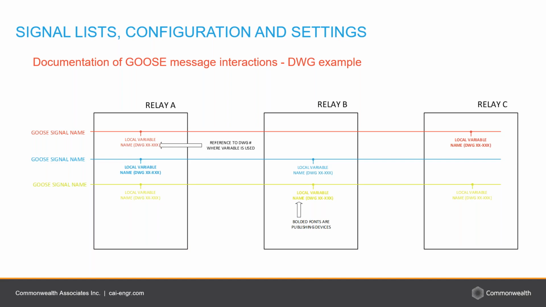So I've seen a couple different ways to document GOOSE message interaction. This is an example of how it could be shown on a drawing, say an AutoCAD drawing, where you have the GOOSE signal name, the relays in boxes separated out by name, the local variable, or whatever you're calling it in, say, the publishing or subscribing relay. The publishing relays are bolded, and that's how you know that that is the publishing relay.